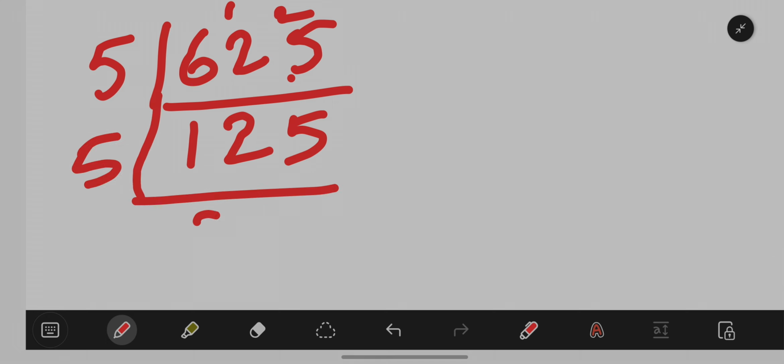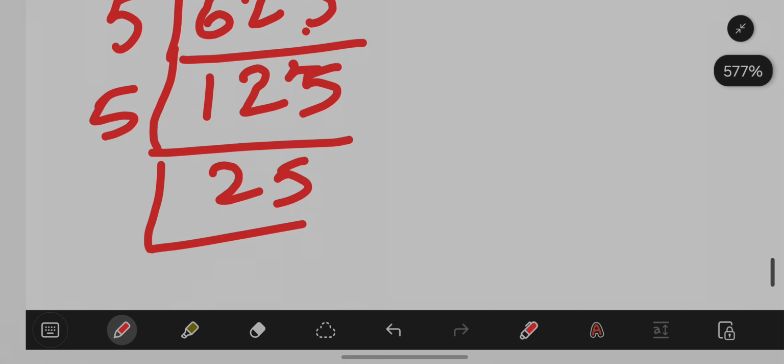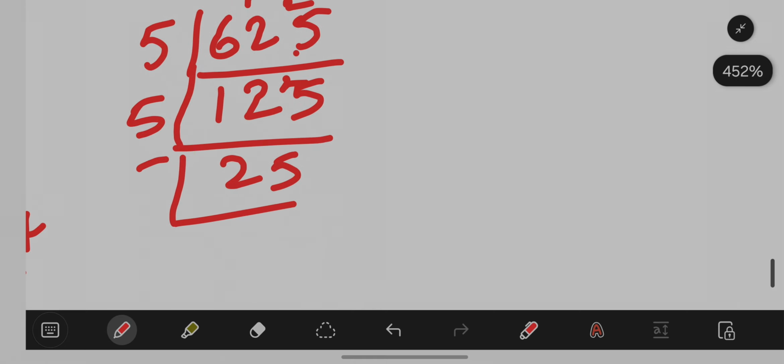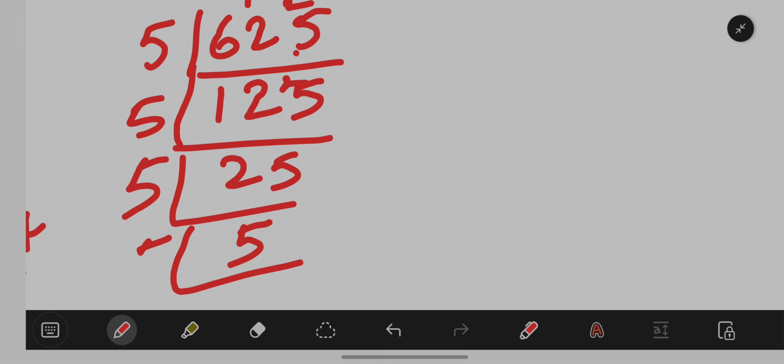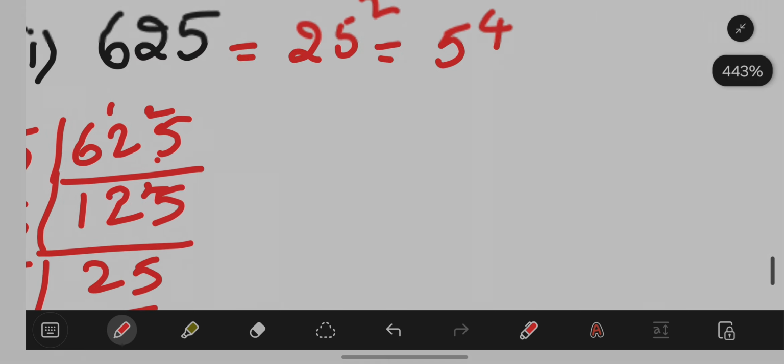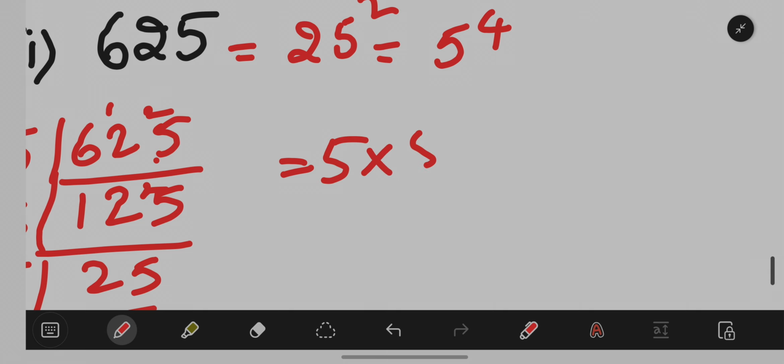Next, 5 twos are 10. Here 2. 5 fives are 25. Next, 5 fives are 25. 5 ones are 5. So it is 5 into 5.